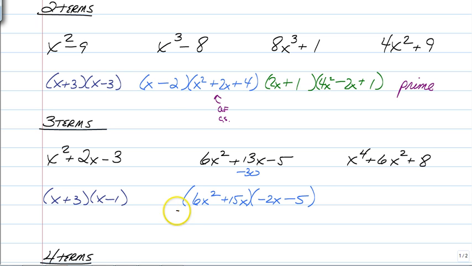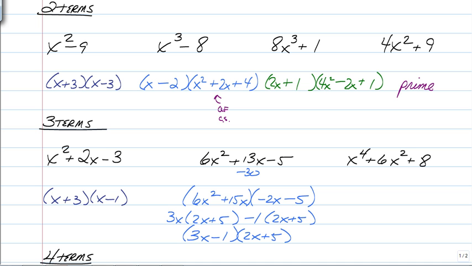Factor out your GCF of a 3x, leaving you with a 2x plus 5. Factor out your negative 1, leaving you with a 2x plus 5. And your final answer is your GCFs combined and the inside of your parentheses written once. And that's it. You are good to go.